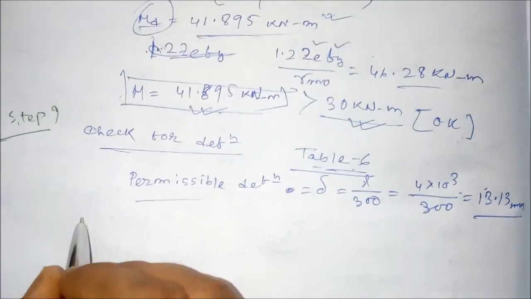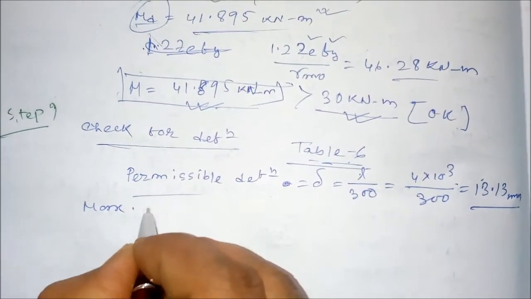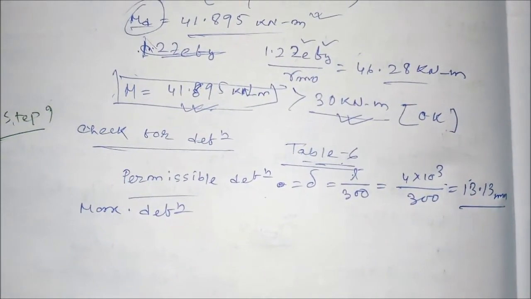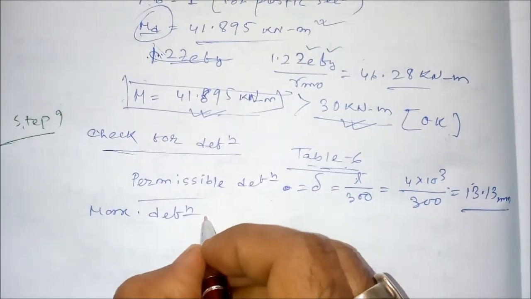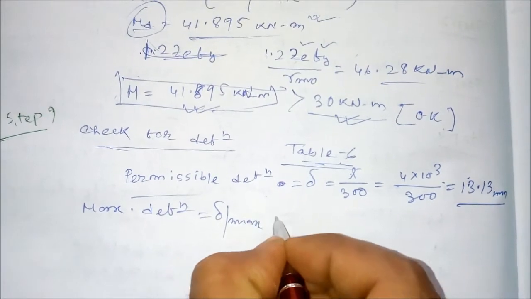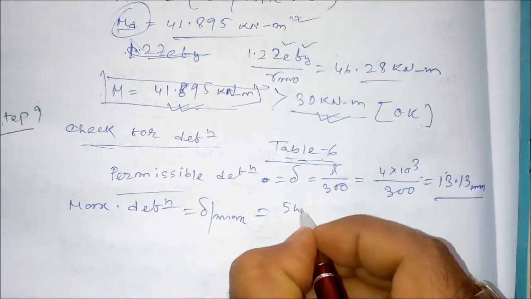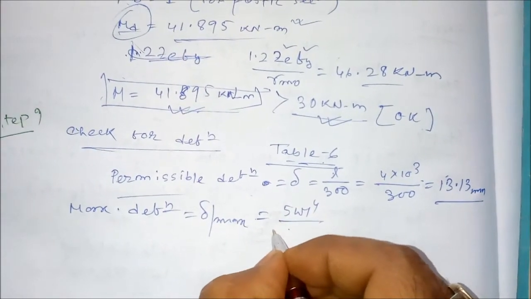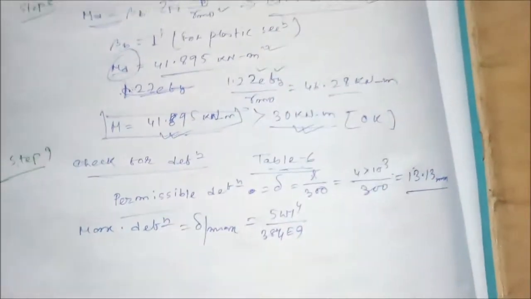Now let us see what maximum deflection is coming. The maximum deflection for any simply supported beam having a UDL of W is delta max equals 5 W L to the power 4 divided by 384 EI.